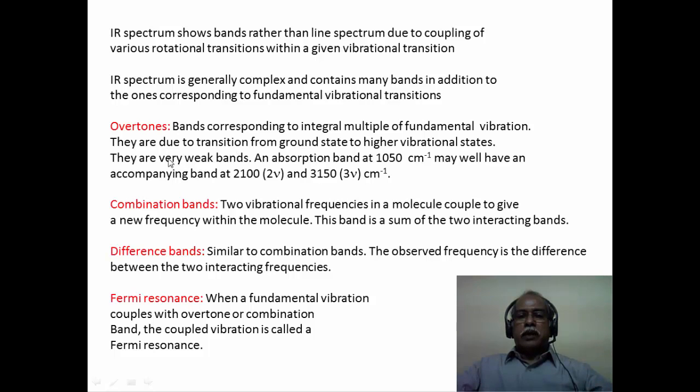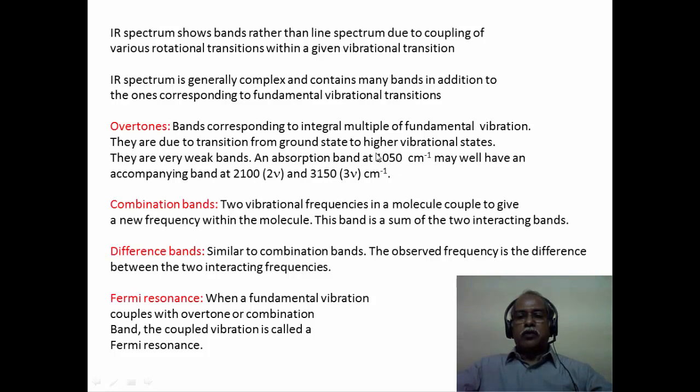Suppose, let us assume there is a stretching absorption band at 1050 inverse centimeter. This may very well have accompanying, much weaker bands, which are called the second harmonic and the third harmonic, occurring at multiples of the frequency of the primary fundamental vibration. 1050 is the fundamental vibration, so one can expect 2100 to be the second harmonic, 3150 the third harmonic. So these bands can also appear along with the 1050 band.